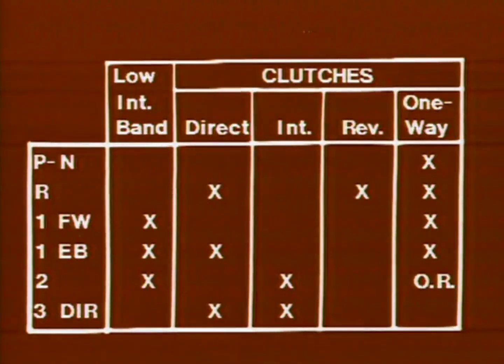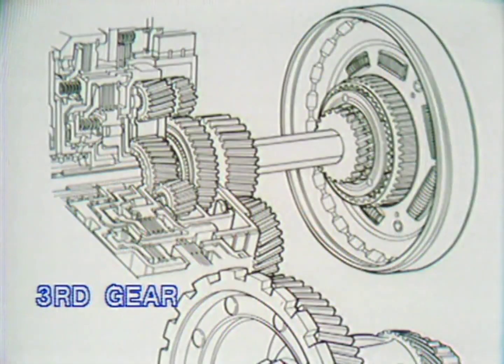Direct drive, or third gear, is our final exercise in ATX transaxle power flow. The chart shows that the direct clutch and the intermediate clutch are applied in third gear. Graphically, high gear looks like this.